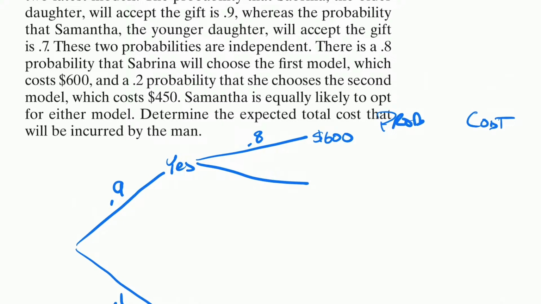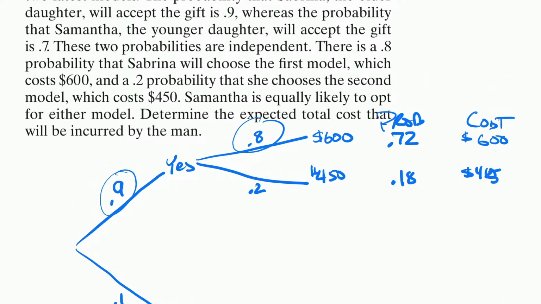Well, now I've got the probability. So there's a 0.72. That's the probability that that branch happens because you're multiplying those together. 600, you know the drill. And then the other one's a $450. So that's only a 0.2, so that's 0.18. And that's a $450 investment.